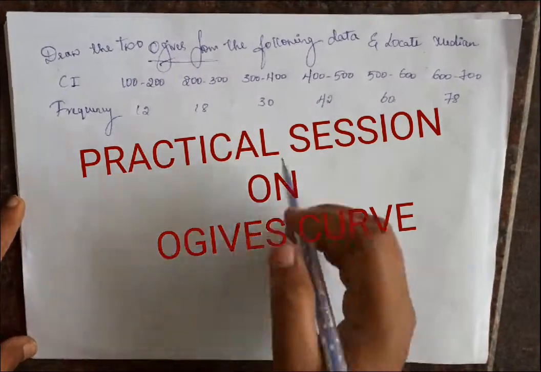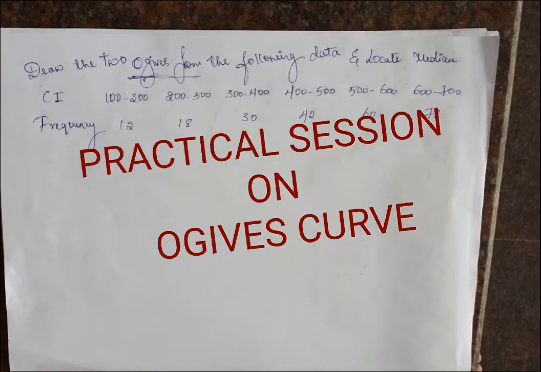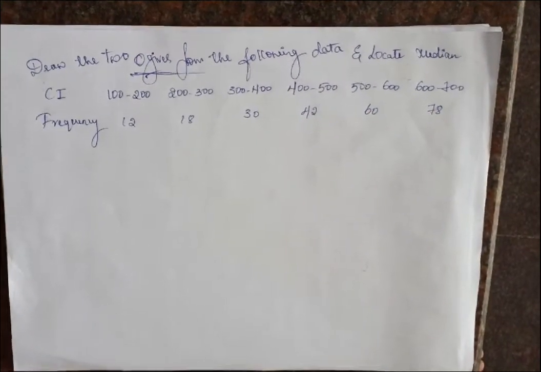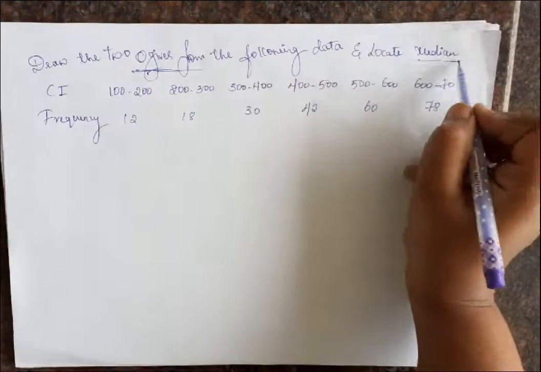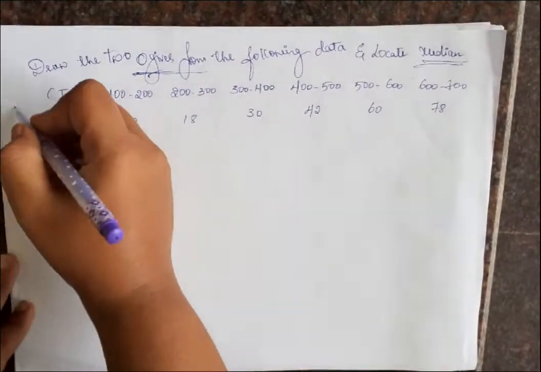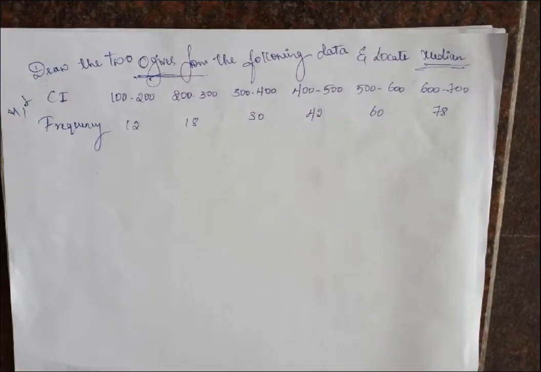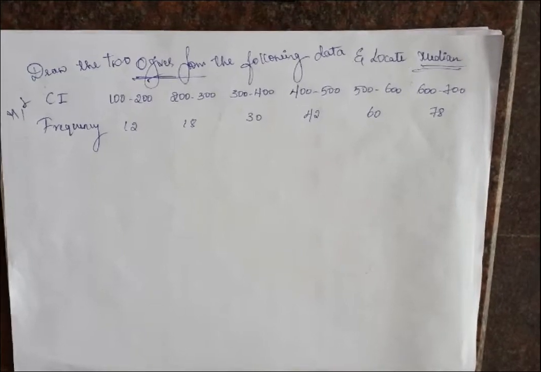In today's class we are taking up the concept of the ogive curve. Look at the question. Draw the two ogives from the following data and locate the median. So we have to draw the two ogive curves, that is, we have to prepare both more than as well as less than ogive curves, and we have to locate the median from the diagram.